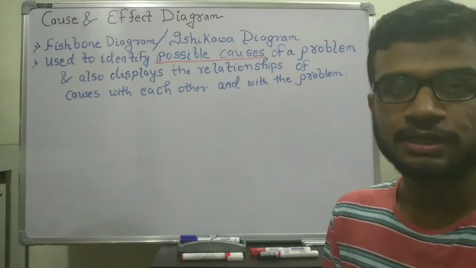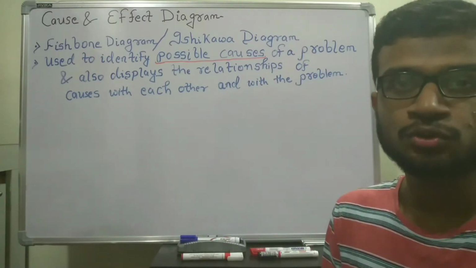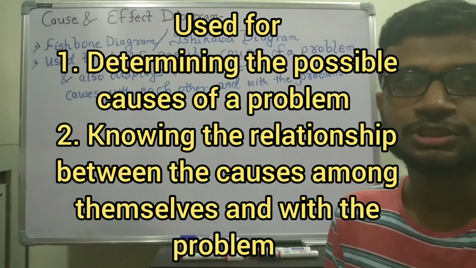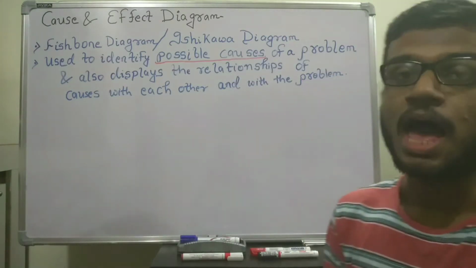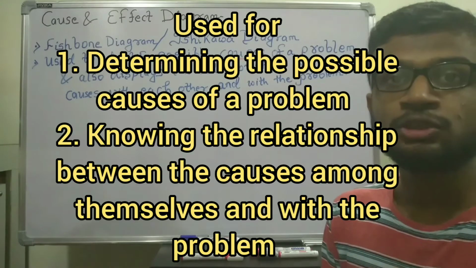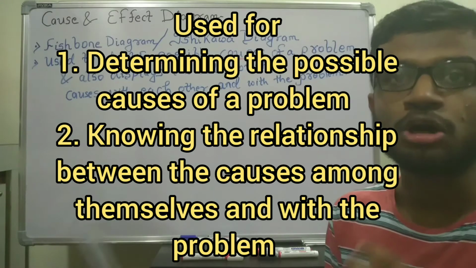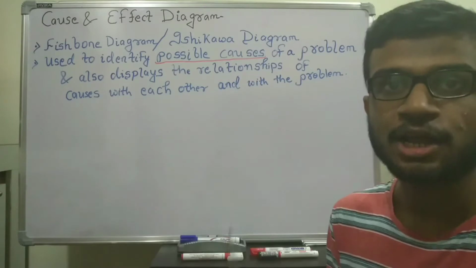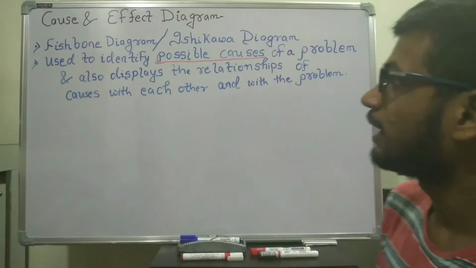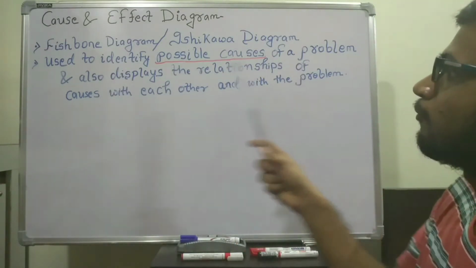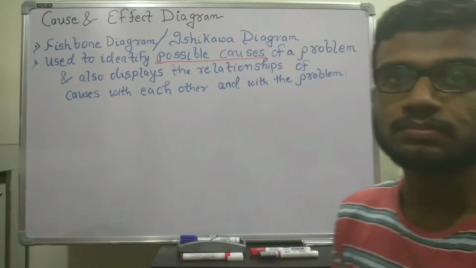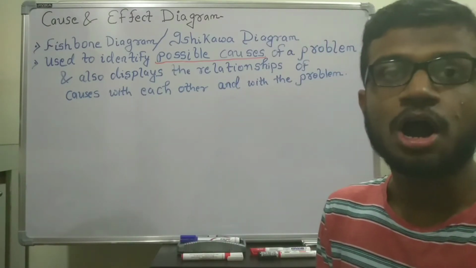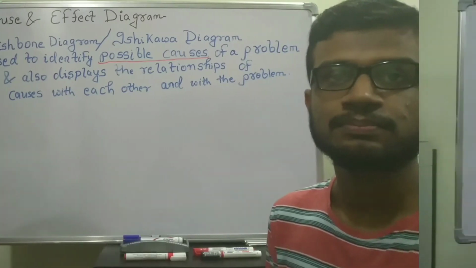There are two uses of the cause and effect diagram. The first one is that it is used to determine the possible causes of a problem, and the second one is that it is used to know the relationship between the causes among themselves and with the problem itself. It also displays the relationship of causes with each other and with the problem. So let us learn now how to draw a cause and effect diagram.